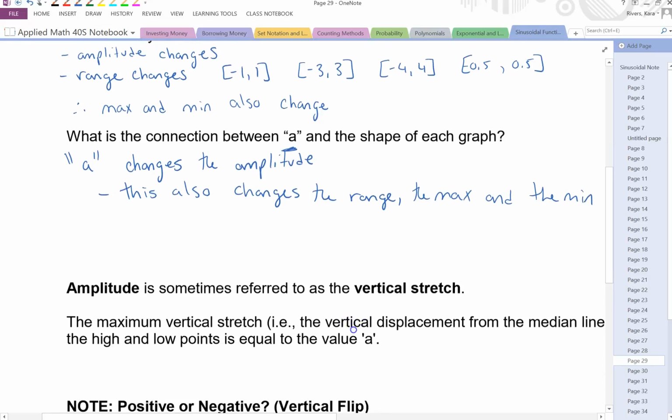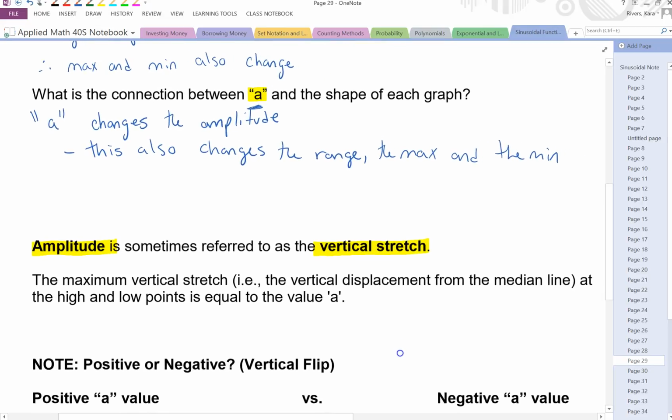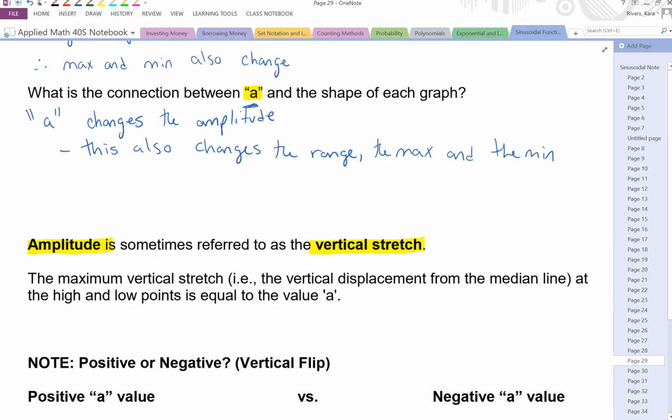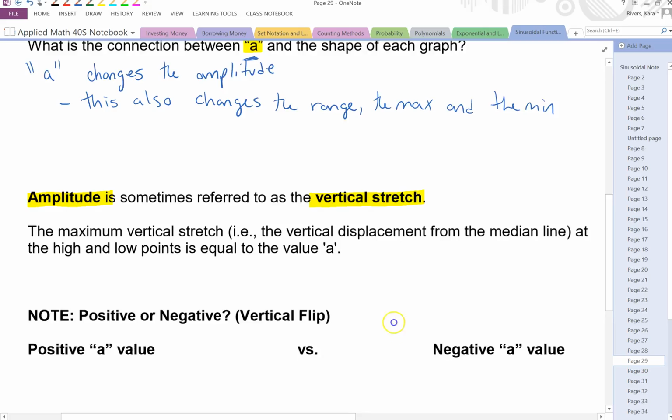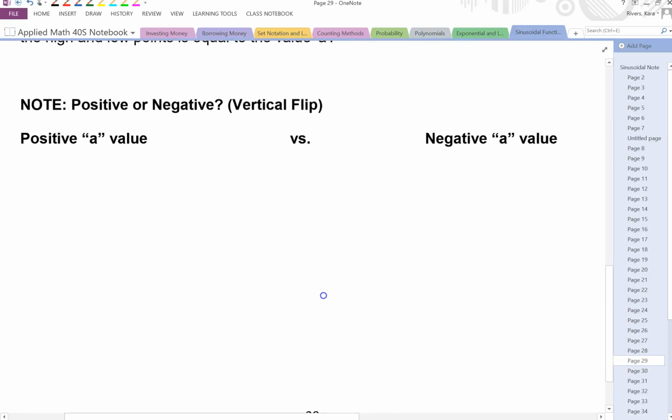Alright, so here it says amplitude is sometimes referred to as the vertical stretch. So if you see that coming up, that's what that means, and that's related to our a value. The maximum vertical stretch, or the vertical displacement from the median line at the high and low points, is equal to the value of a. Now here's what I was leading to before. Note positive or negative for a vertical flip, right?